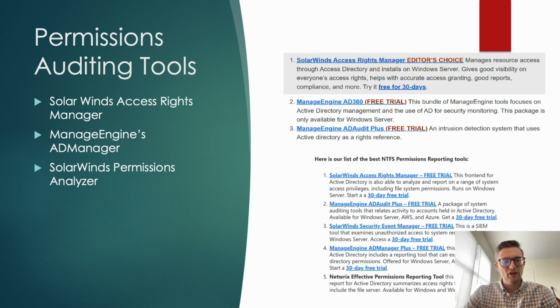The next, permissions auditing tools. So what I ended up with: SolarWinds Access Rights Manager, ManageEngine's Active Directory Manager, and SolarWinds Permissions Analyzer. And just a reminder, this permissions auditing is very important for zero trust, as it makes sure we can ensure least privileges with all of our users.